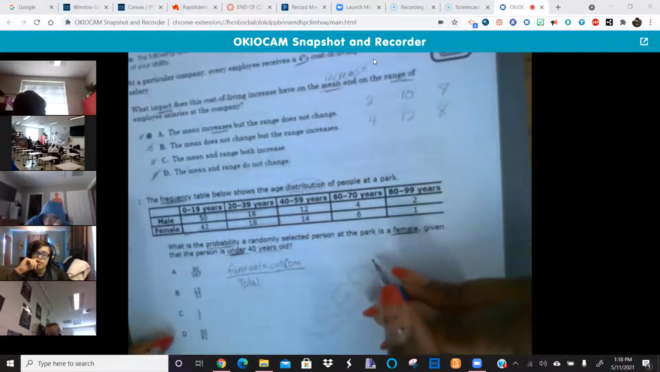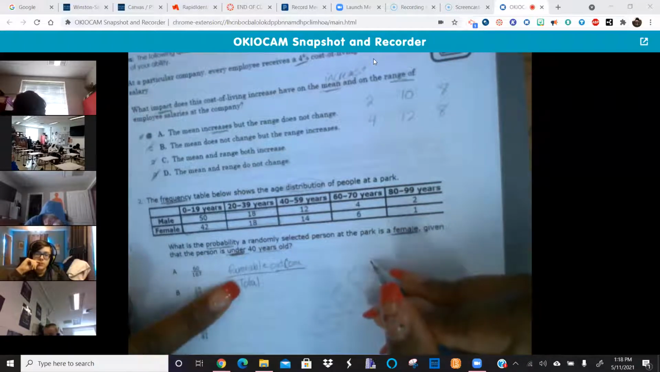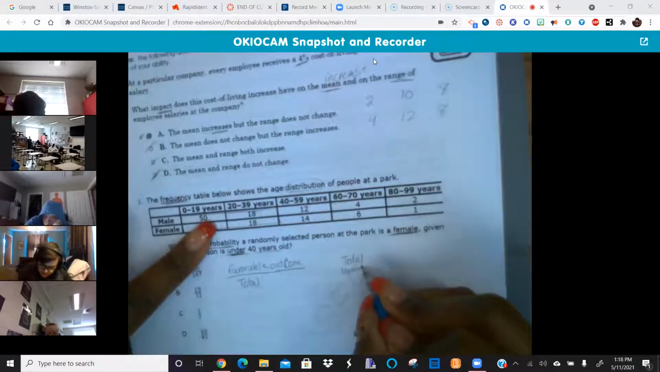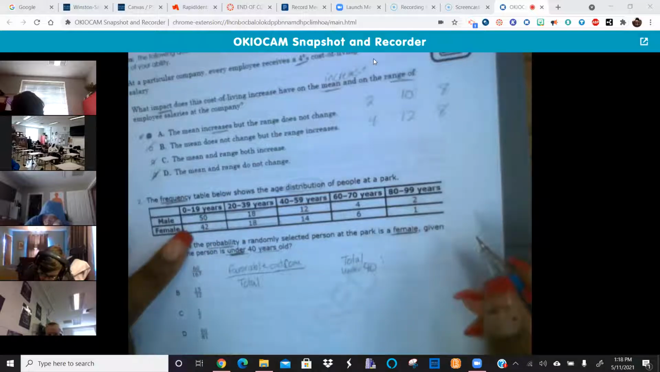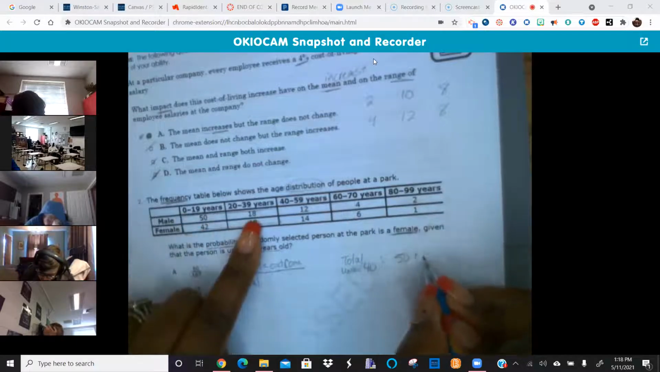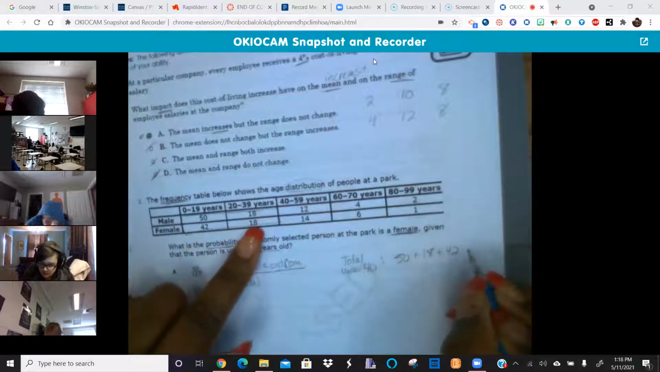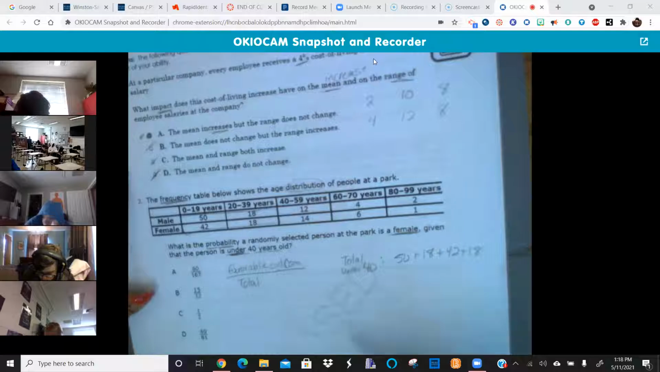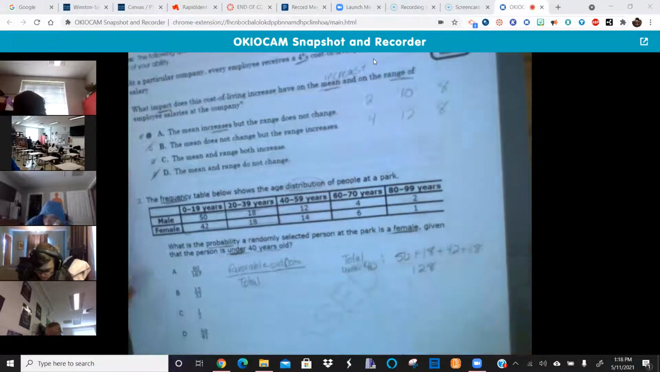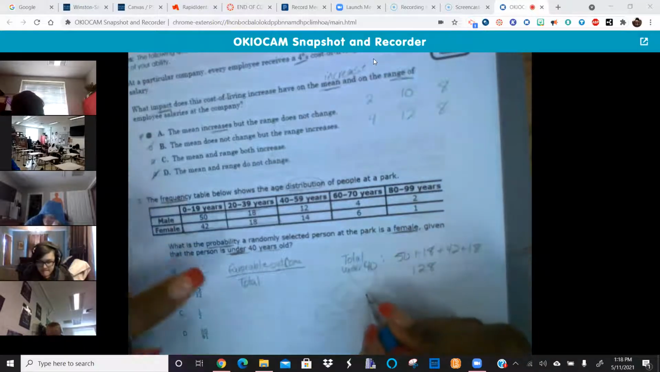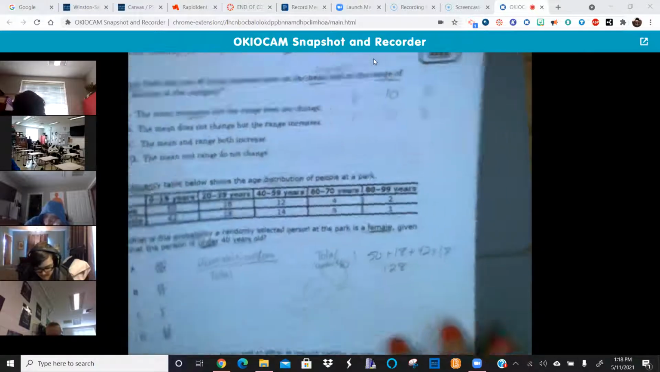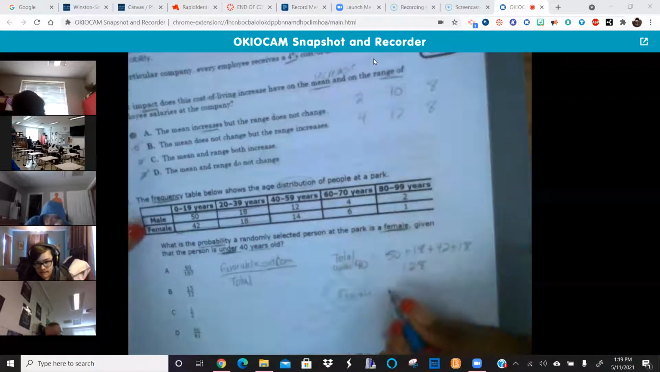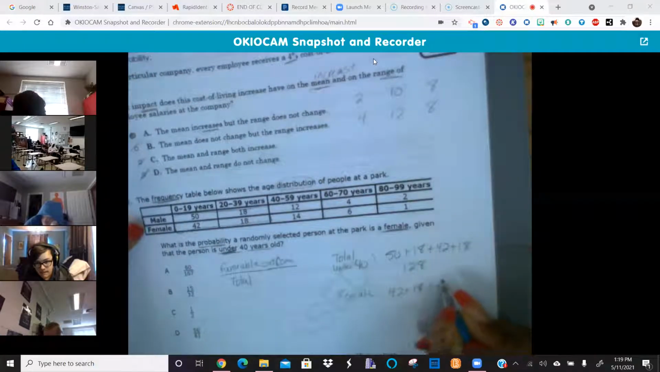So first we've got to total up. Let's do the total first, okay? We need to total up all the people that are under 40. Please show work, okay? We've got 50, then we've got 18, 42, and we've got 18. These are all the people that are under 40. This total is 128, okay? Now we're going to total the number of females under 40. So we're going to add 42 and 18. That's 42 plus 18, and that gives us 60, okay?